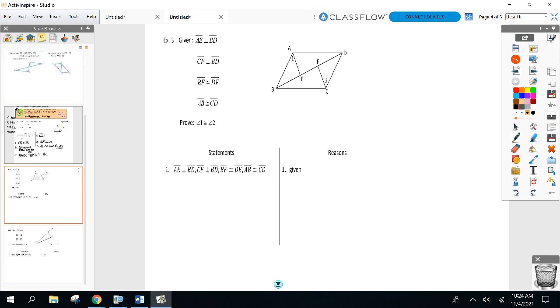Let's just say that all of these angles are right angles.